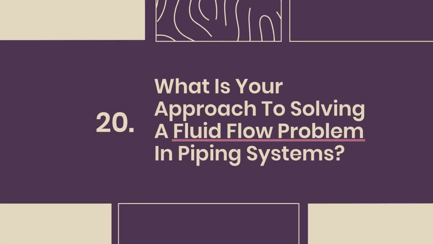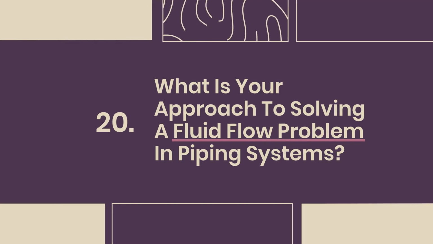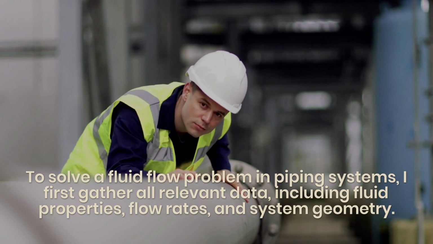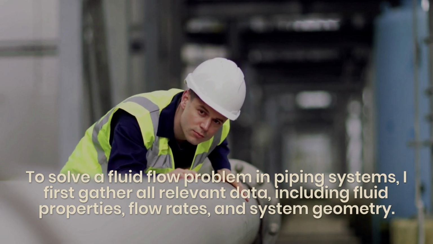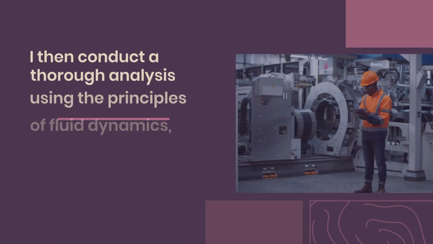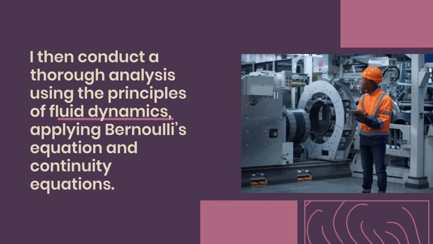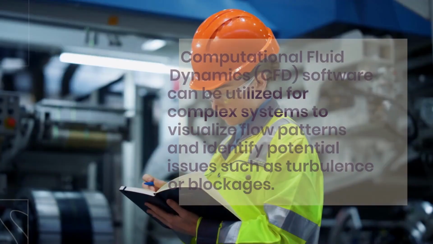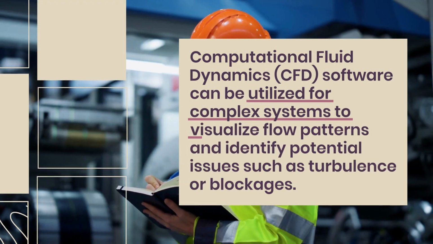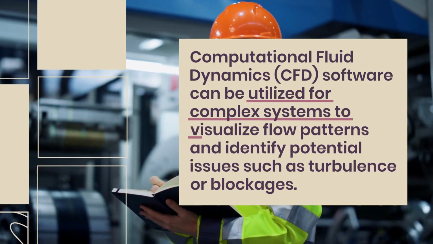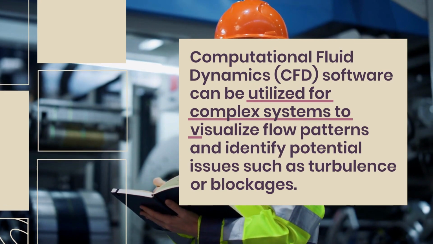What is your approach to solving a fluid flow problem in piping systems? To solve a fluid flow problem in piping systems, I first gather all relevant data, including fluid properties, flow rates, and system geometry. I then conduct a thorough analysis using the principles of fluid dynamics, applying Bernoulli's equation and continuity equations. Computational fluid dynamics, CFD, software can be utilized for complex systems to visualize flow patterns and identify potential issues such as turbulence or blockages.